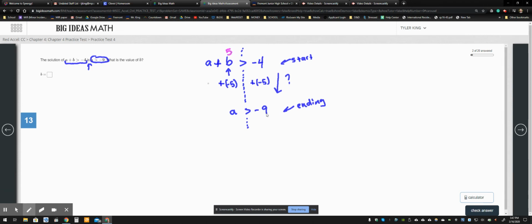+5. Okay, so if we say that a plus 5 is greater than -4, if we were going to solve this, we would minus 5 here, and we would minus 5 here. That would cancel out. We'd have a is then greater than -4 minus 5, which would be -9, which is exactly the solution that we were looking for. It was our ending point. So we had a starting point and ending point, which tells us that the value of b has to be equal to 5.